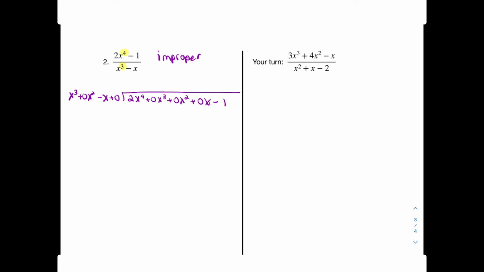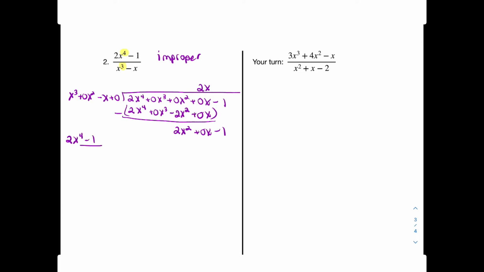And I ask myself, what can I multiply x cubed by to get 2x to the 4th? And that would be simply 2x. And then I'm going to multiply each term on the outside by 2x. And then I'm going to subtract that from the given. So remember to distribute that negative. So I end up with positive 2x squared plus 0x minus 1. Since 2x squared is a smaller degree than x cubed, that is my division. So 2x squared minus 1 is my remainder.